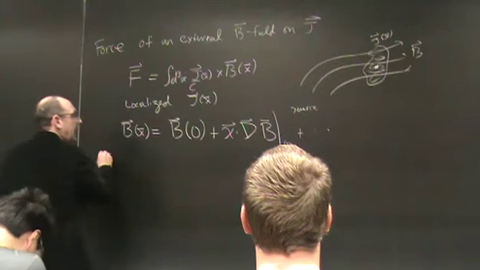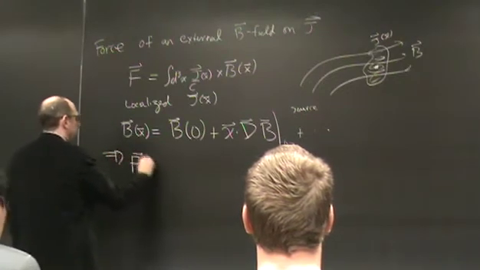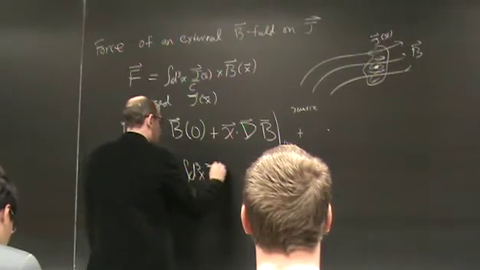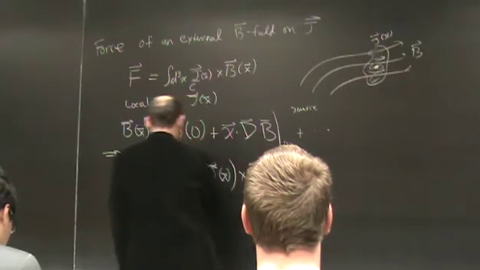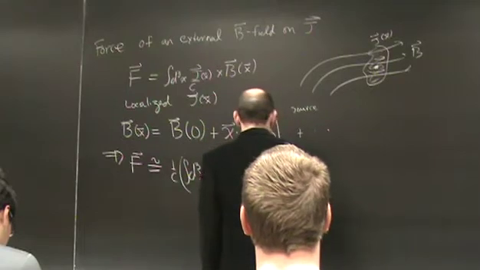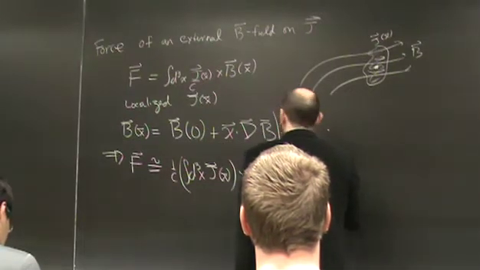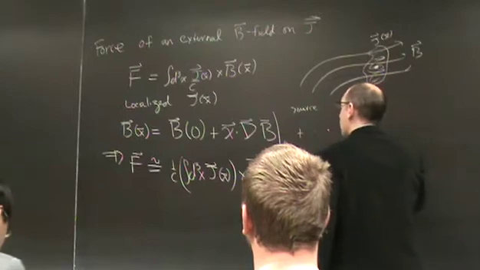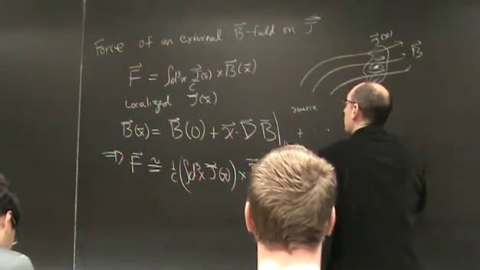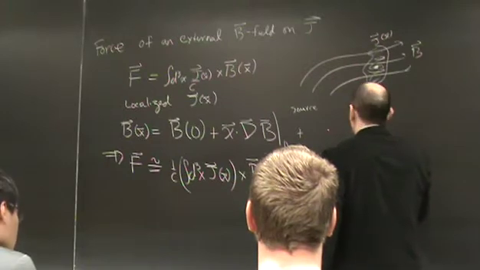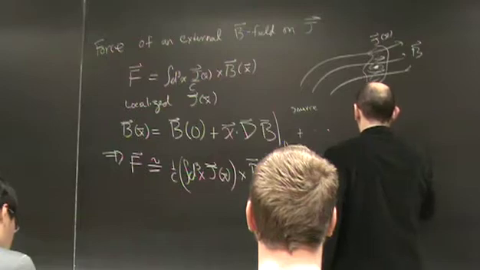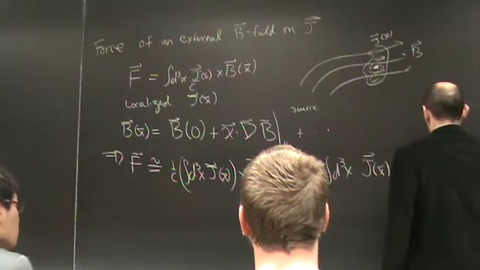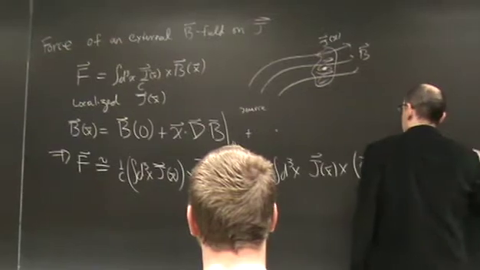Okay? So with that, what we see is that the force is approximately equal to 1 over C integral d cubed x, J of x cross into the magnetic field at 0, plus 1 over C integral d cubed x, J of x cross into x dot gradient acting on B at 0, plus dot dot dot.